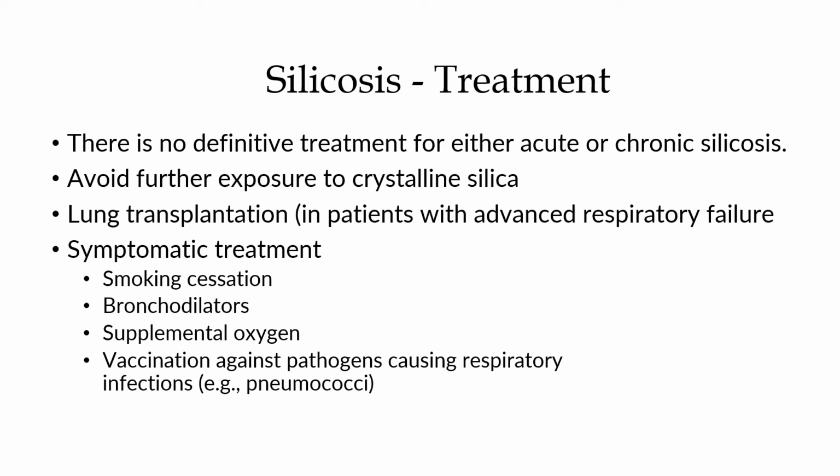How can we treat silicosis? There is no definitive treatment for either acute or chronic silicosis. Avoid further exposure to crystalline silica. Lung transplantation in patients with advanced respiratory failure. And symptomatic treatment like smoking cessation, bronchodilators, supplemental oxygen, vaccination against pathogens causing respiratory infections, for example, pneumococci.